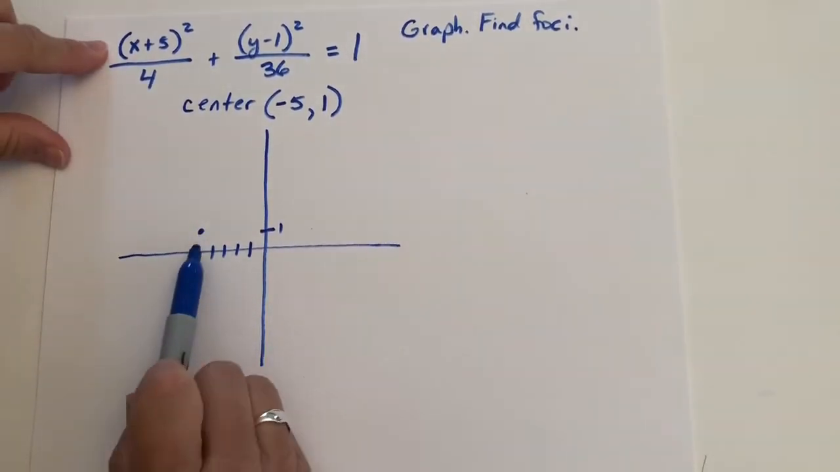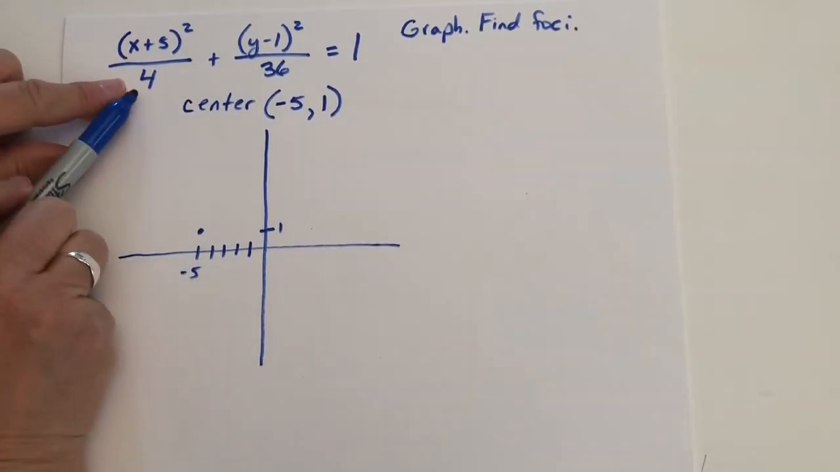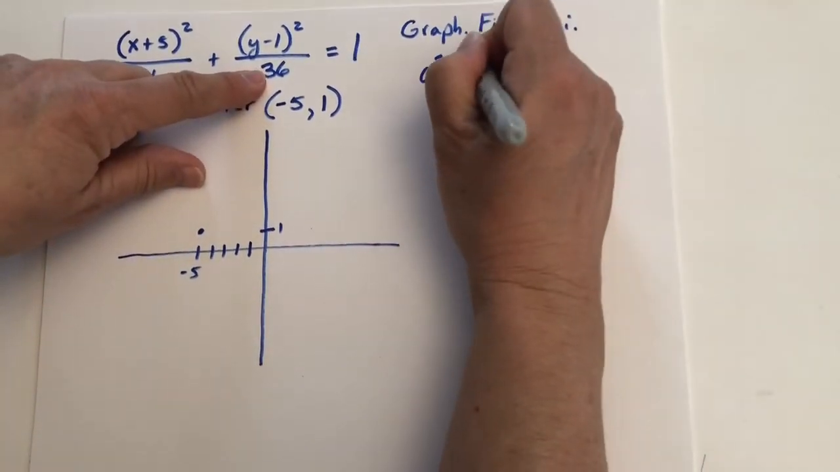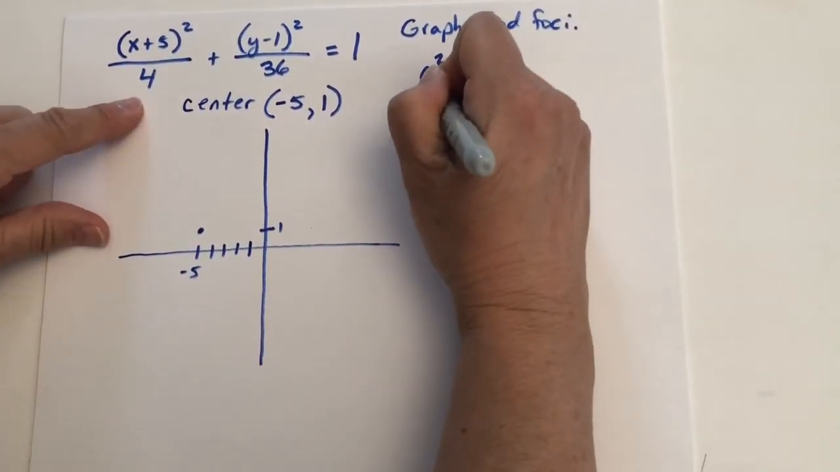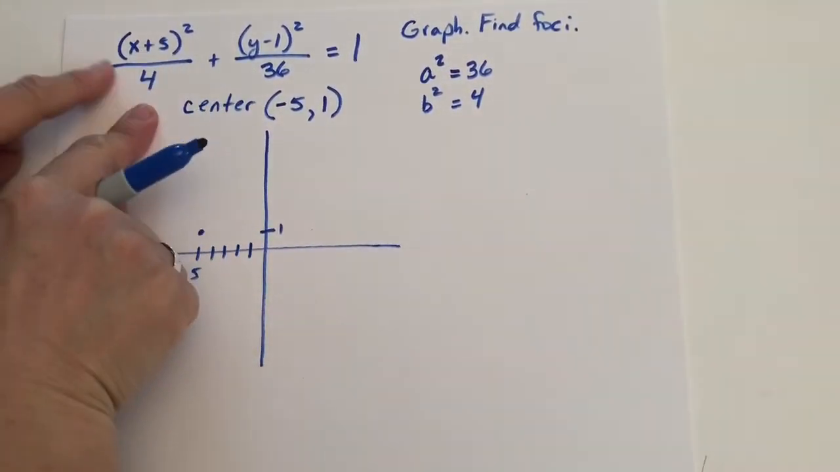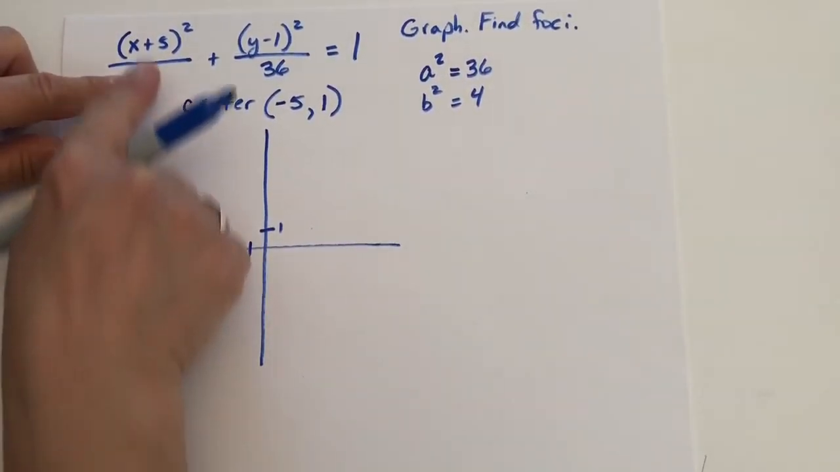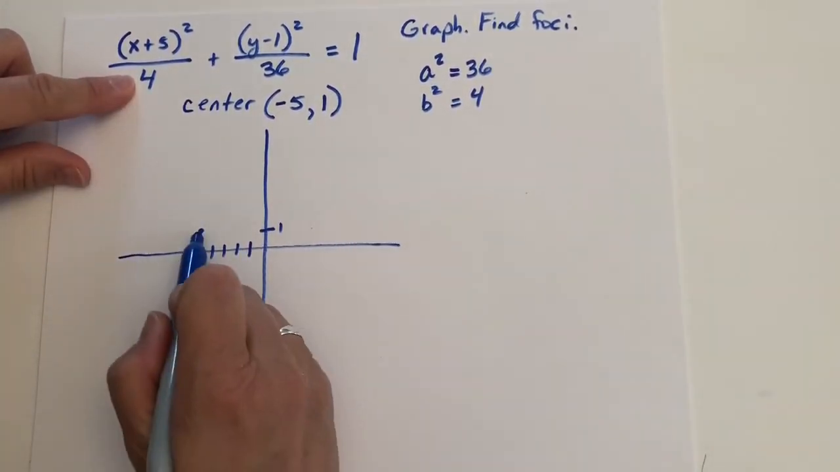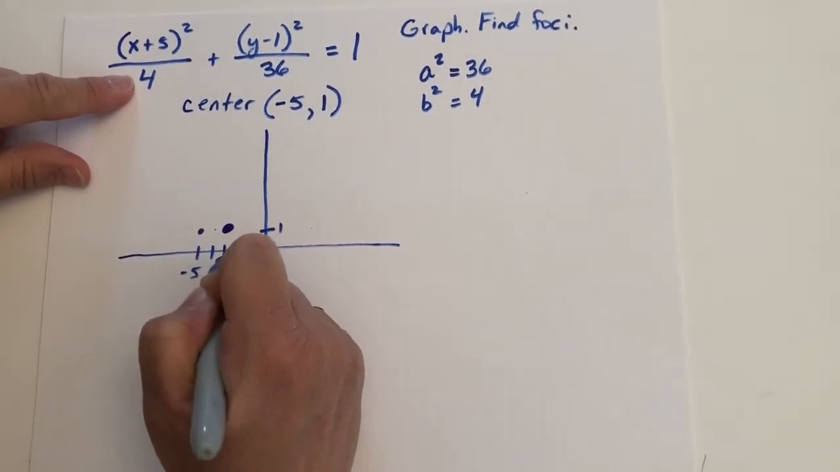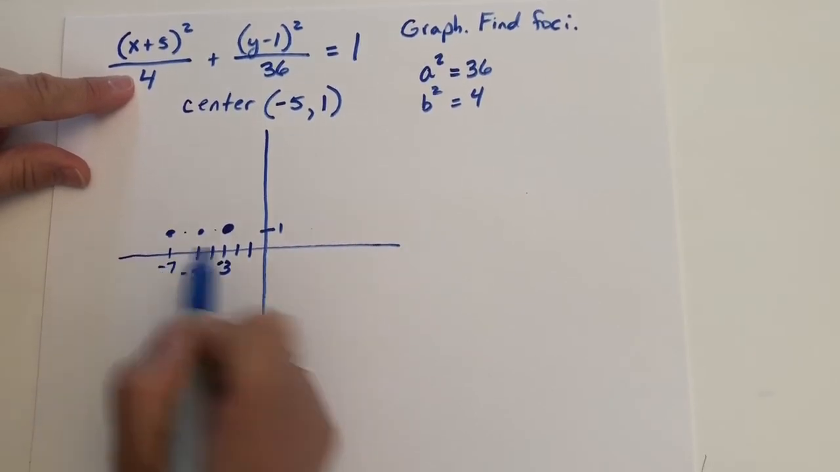Now I can look underneath the x squared to find out how far to go in the x direction. My a squared, let's jot this down, my a squared is the bigger of the two, 36. My b squared is 4. We'll just jot that down for later. But underneath this x squared expression, we have b squared. It tells us how far we're going to go in the x direction. Take the square root of that number. So we're going to go 2 units from center, 1, 2. Here's a point. I'm at -3. And 2 units this direction. I'm over here at -7.